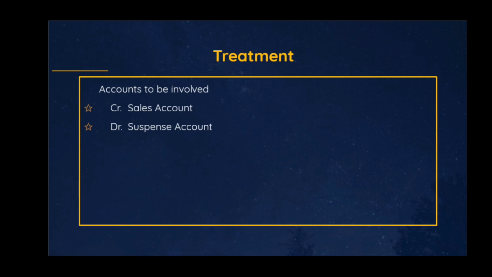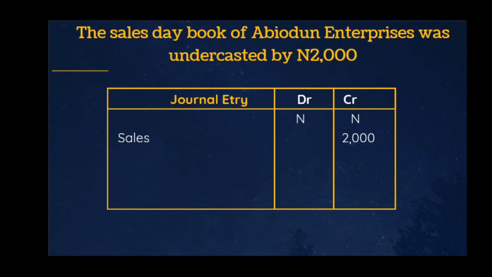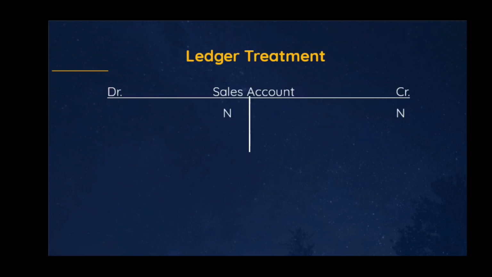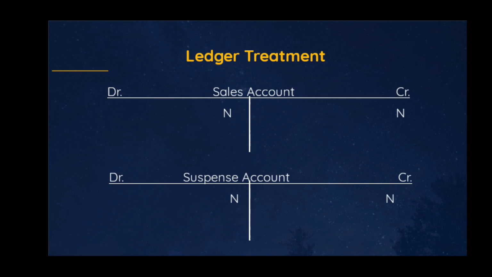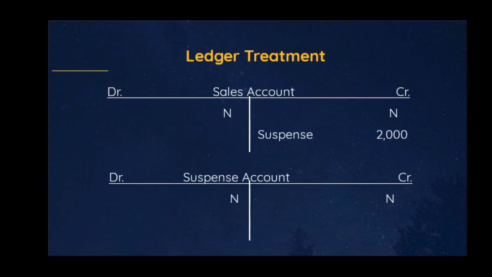Now let's look at the journal entry. The sales account is going to be credited, while the suspense account is going to be debited. That is the journal entry. To treat it in the ledger, we open the sales account, then the suspense account. The sales account is going to be credited with 2,000 naira, while we debit the suspense account with 2,000 naira. That is the correction for this transaction. So we are done with overstating or understating one side of the account.